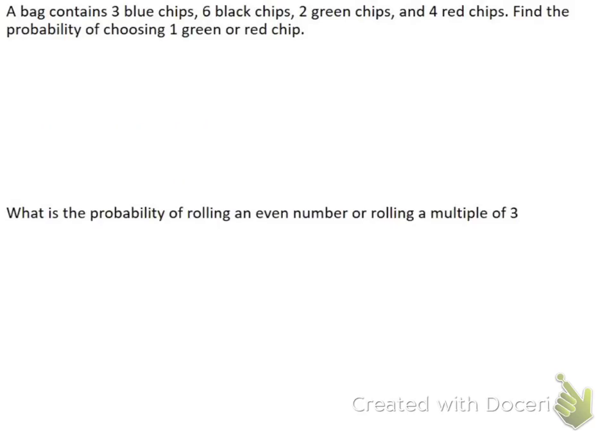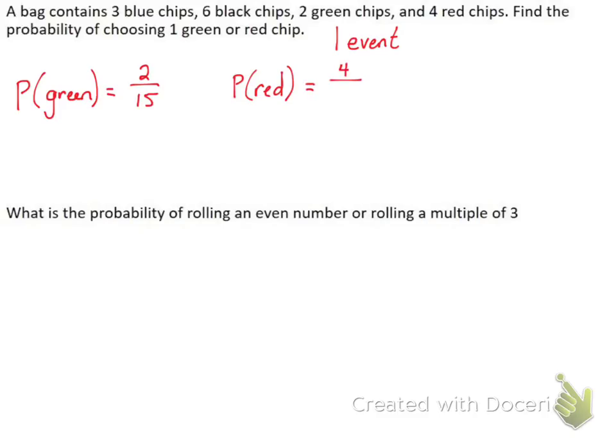The next problem, I've got a bag of chips. I've got 3 blue chips, 6 black chips, 2 green chips, and 4 red chips. I want to find the probability of choosing 1 green or red chip. So again, this is one event. The probability of choosing a green: there are 2 green chips, and the total number of chips when you add them together is 15, so 2 over 15. The probability of a red chip: there are 4 red chips out of the 15.